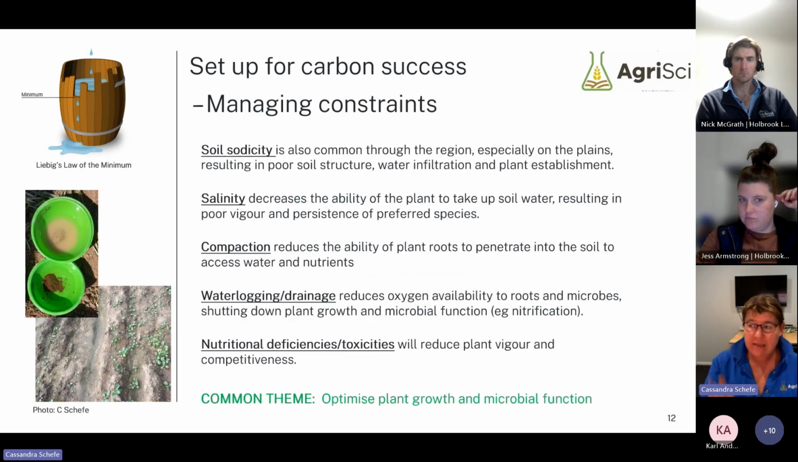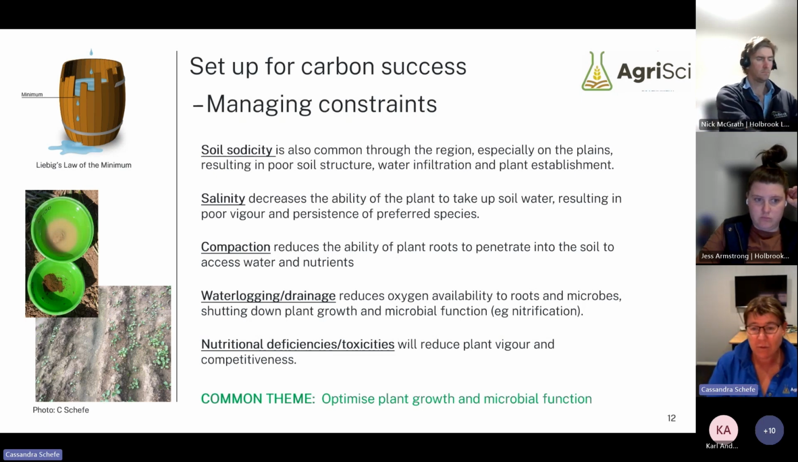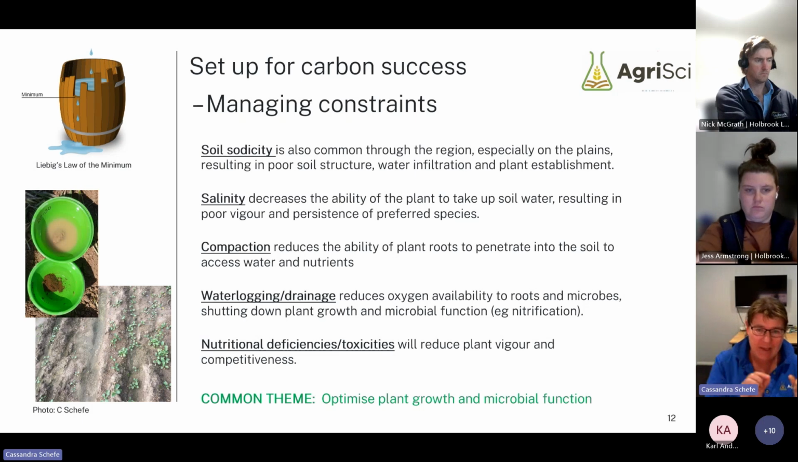The other constraints that we need to consider, and which are common in our region, are first of all soil sodicity. This is probably more common on the plains as we get towards the west end of the catchment. And we have the challenges. We have surface sodicity, we have subsurface sodicity, and then we have deep soil sodicity, sometimes all in the same place and sometimes all mixed up. We can also have acidity and sodicity in the same soil layers at the same time. So really pay attention to what's going on.